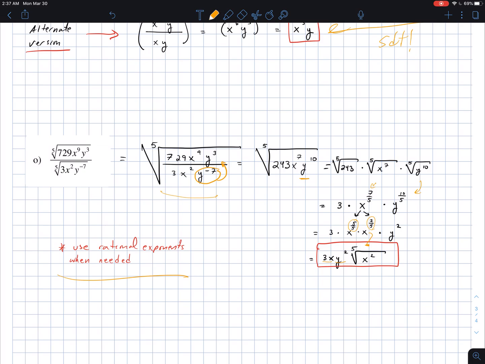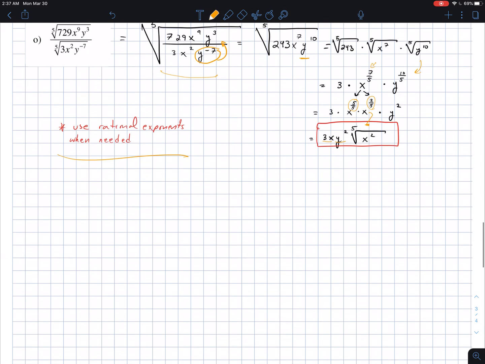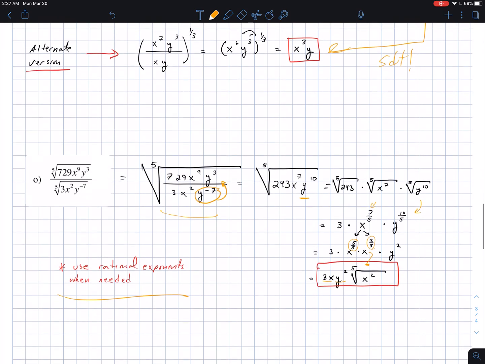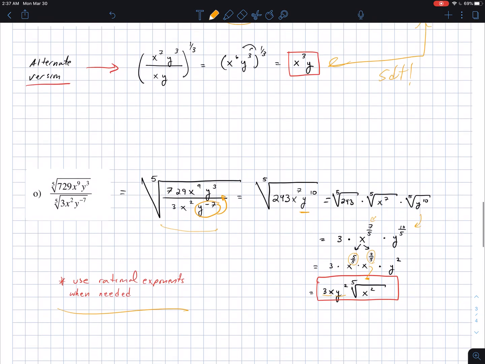My advice is to use the rational exponents. I think that they're great. Okay, hopefully that's all right. We're going to set up for the next one.